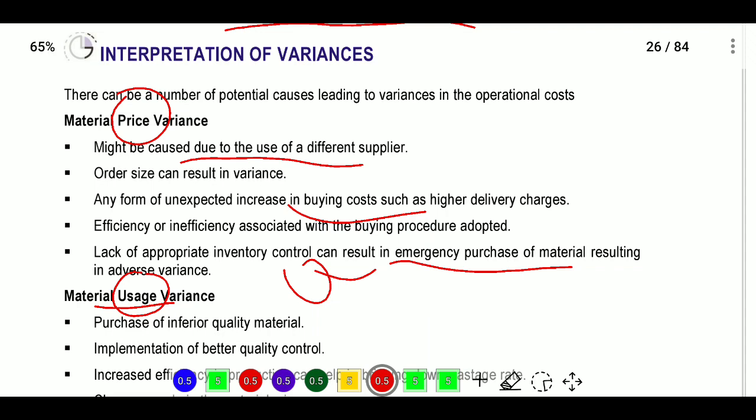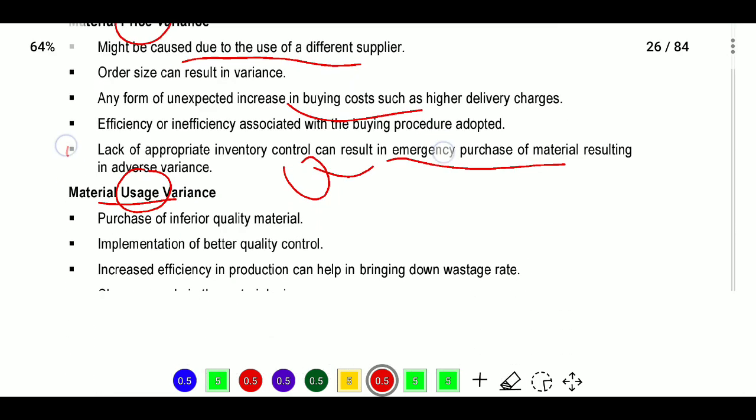So you are using just in time. When your product is completed, then you are ordering. When your emergency is there and you are ordering, the price will be increased and cost will be increased.